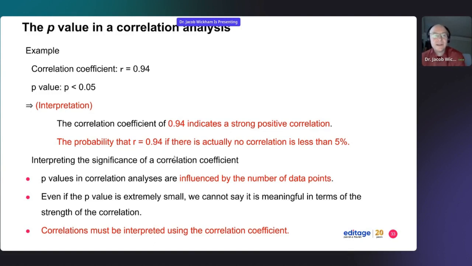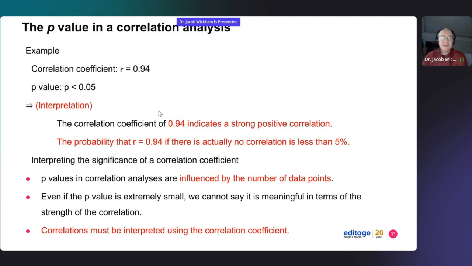And the probability that there is no correlation is less than 5%. So you can, with confidence, state that there is a significant correlation between your data points. So the p-values here are strongly influenced by the number of data points, whereas correlations can be interpreted using the correlation coefficient. So you have to be careful. Sometimes correlation does not imply causation.